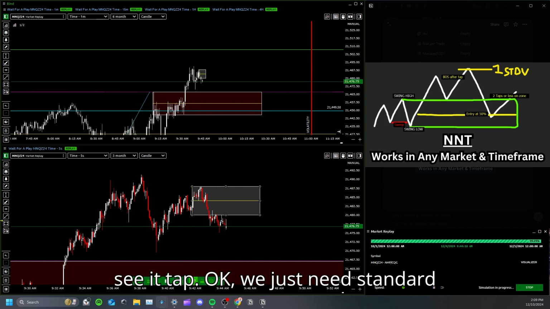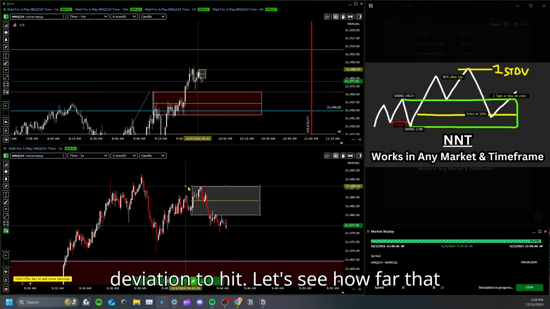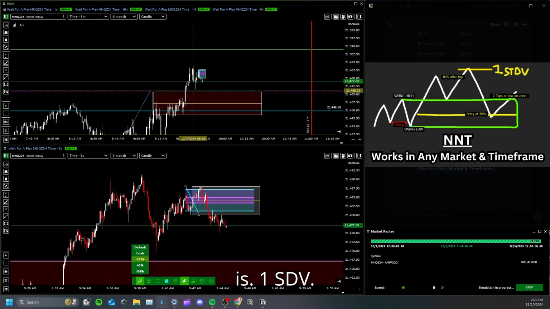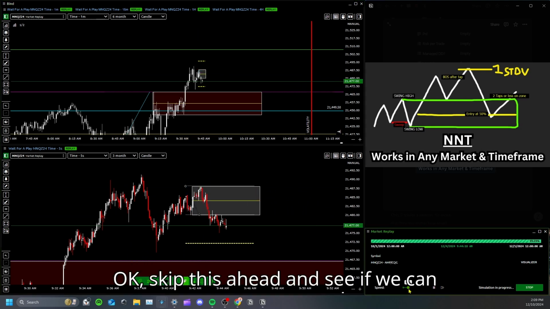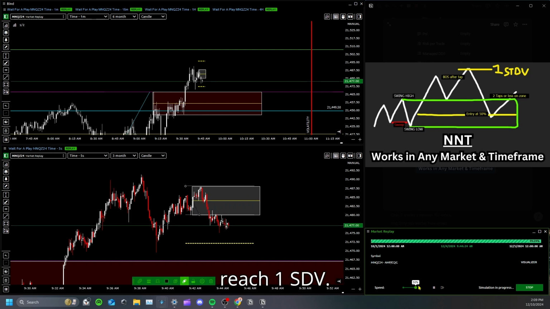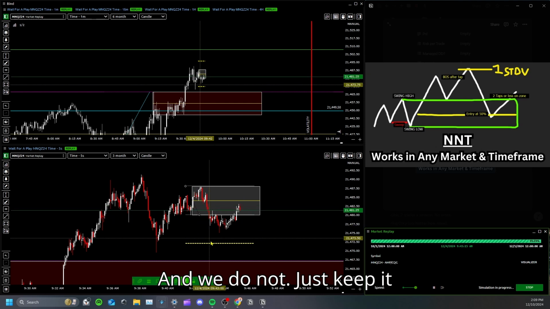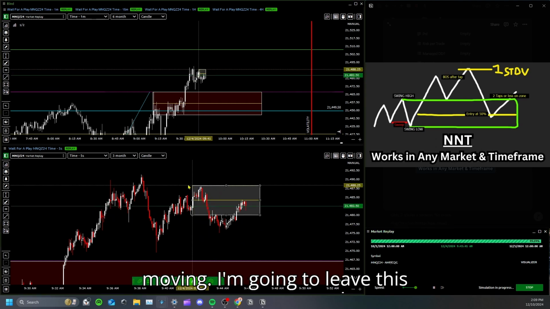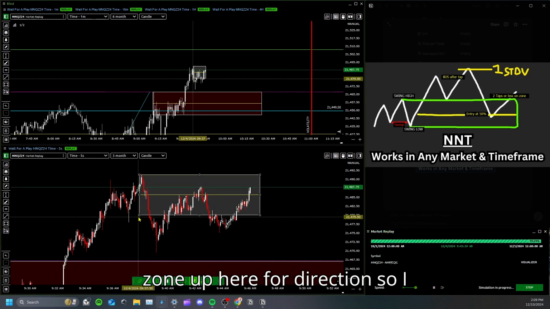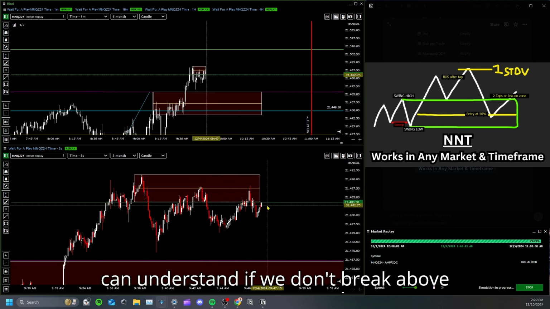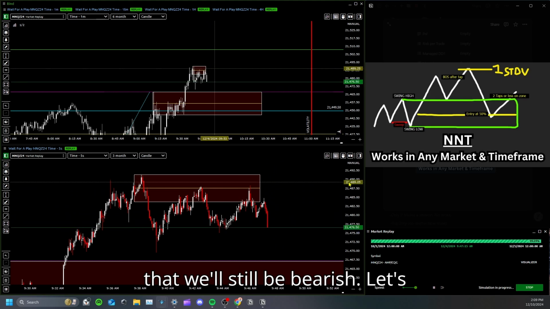See it tap. Okay, we just need standard deviation to hit. Let's see how far that is. 1 SDV. Okay. Skip this ahead and see if we can reach 1 SDV. And we did not. Let's just keep it moving. I'm going to leave this zone up here for direction so I can understand if we don't break above that, we'll still be bearish.